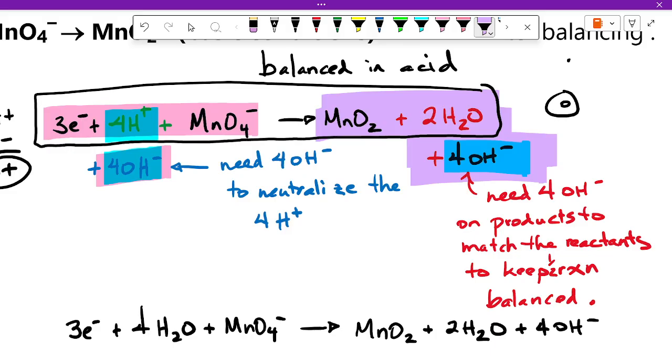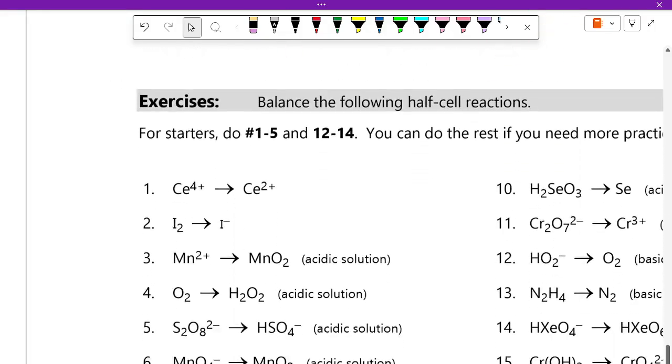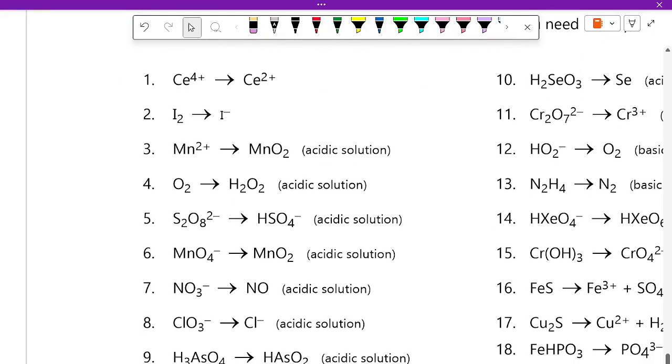Do I need to do anything at this point? I need to cancel my waters. So 2 of them go away, and we're left with 2 there. So mainly with this, it's just a matter of practicing it so you become comfortable with it. Okay, once you've got the rules, you just practice. And look, so much practice for you.